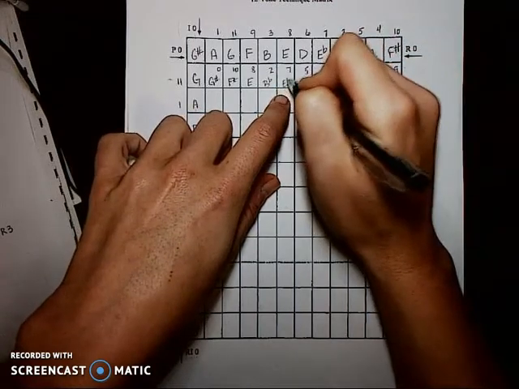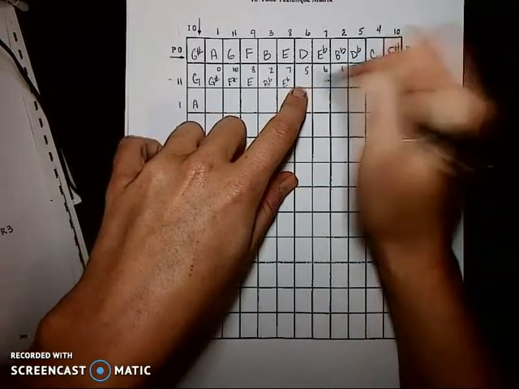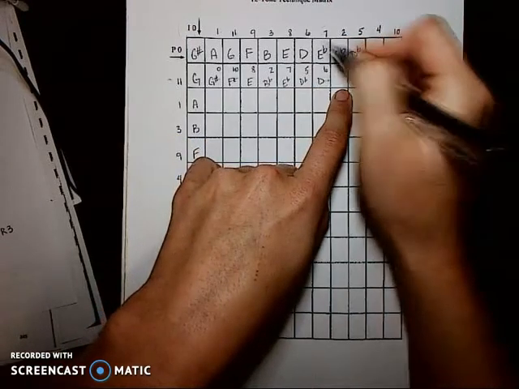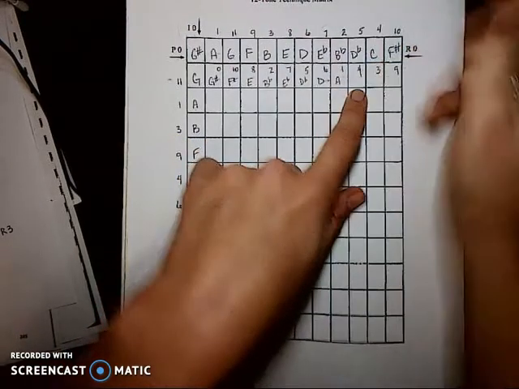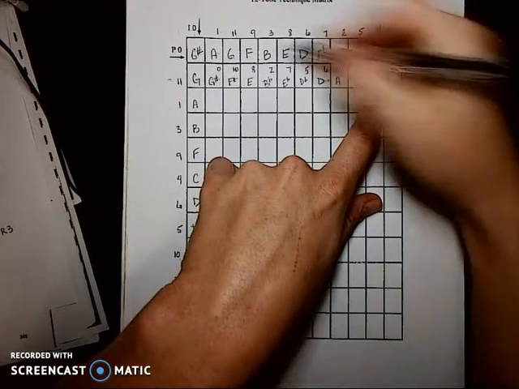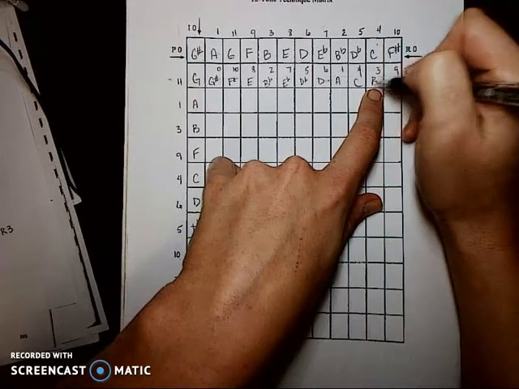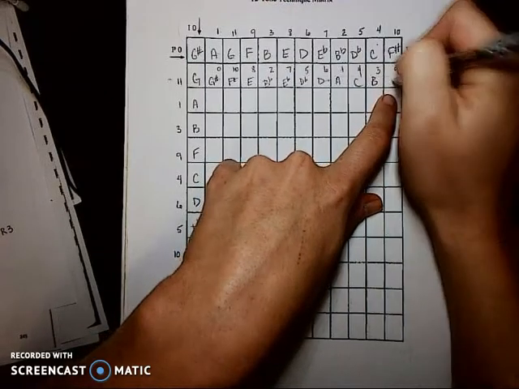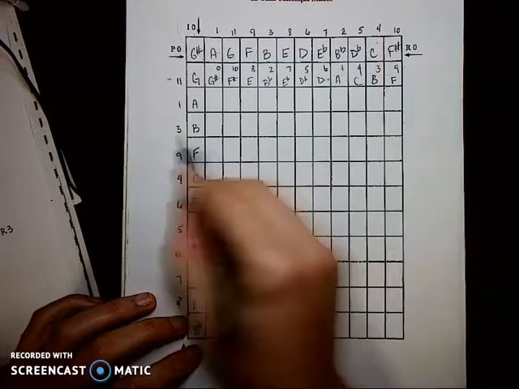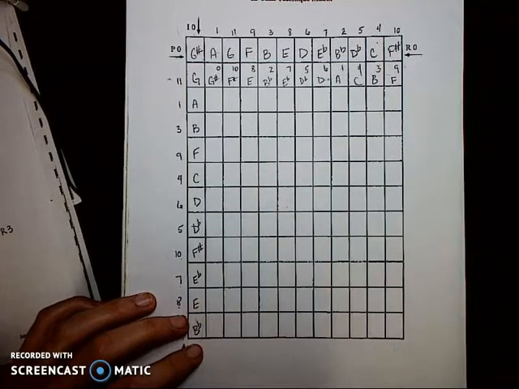7 is going to be E flat. 5 is going to be D flat. 6 is D. 1 is A. 4 is C. 3 is B. And 9 is F. Okay? And we just transpose that entire row by 11 half steps. And you could keep going through here and doing each row one at a time like that.